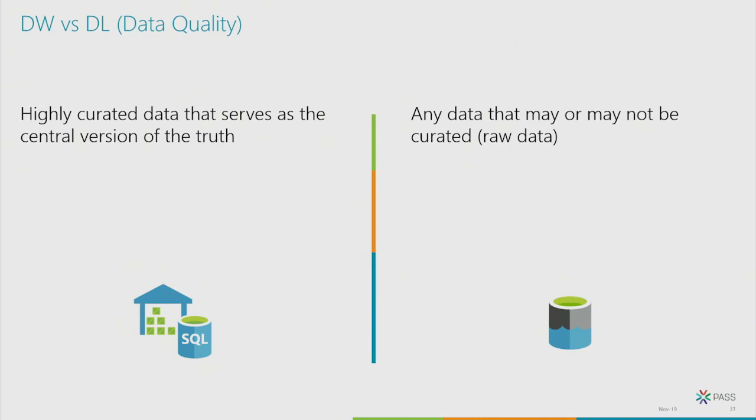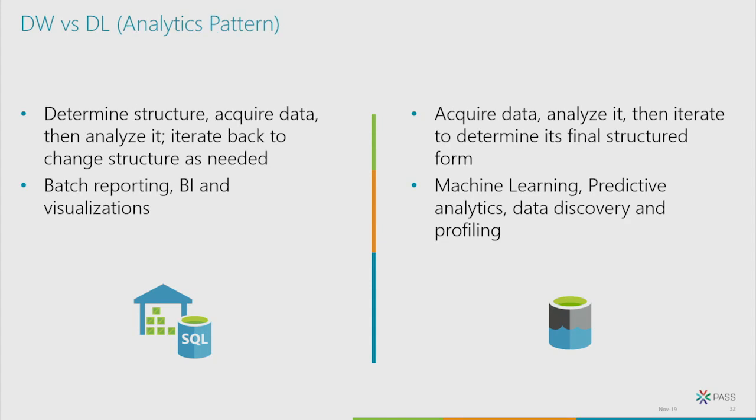If you think about the highly curated data, the central version of the truth, that's pretty common with the data warehouse. That won't go away. But raw data in the data lake isn't curated. And so if, let's say, you were curating things and you didn't do it right, you could always go back to the data lake and rework that data and put it back in your data warehouse so you didn't lose anything.